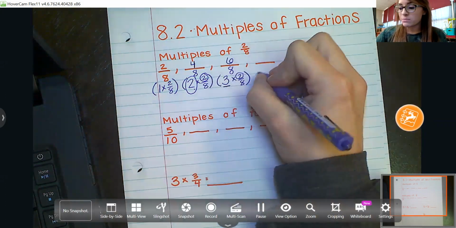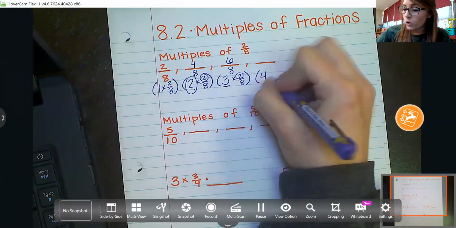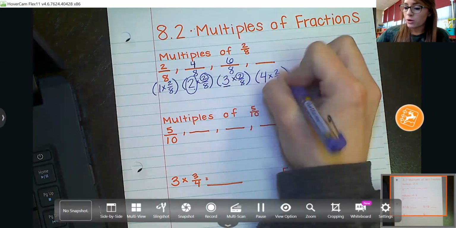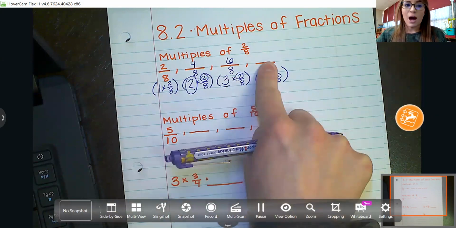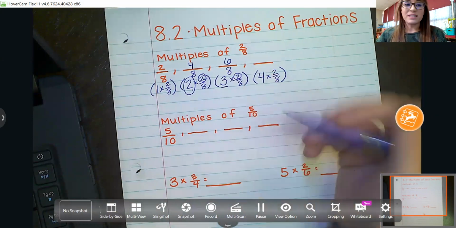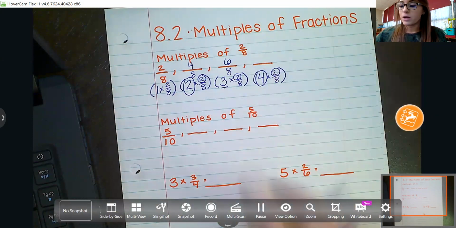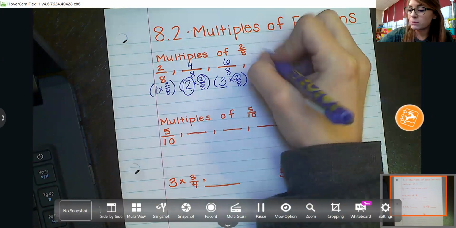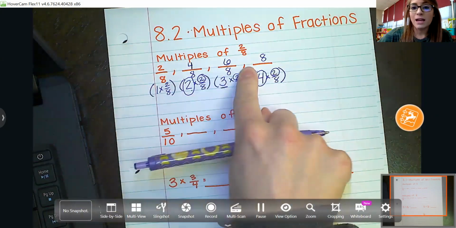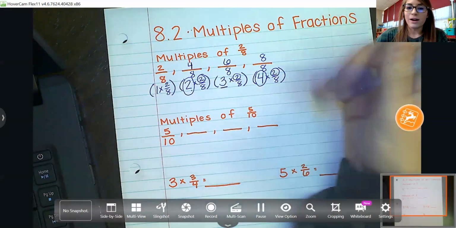And then for our last multiple, I only did 3 multiples today. We're going to do 4 times 2/8. Notice I'm just going up. 1 times 2/8, 2 times 2/8, 3 times 2/8, and now we're up to 4 times 2/8. We're going to do the same thing. We're going to multiply that whole number times that numerator. 4 times 2, fourth grade, is what? Very good. 8. So 8 is going to be my numerator, and my denominator of 8 will continue to stay the same. Great job. All righty.